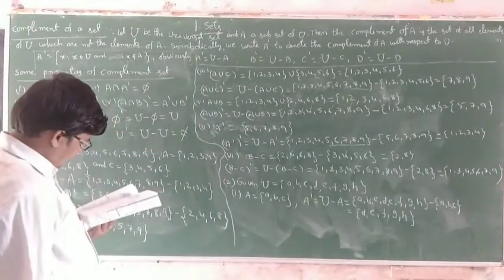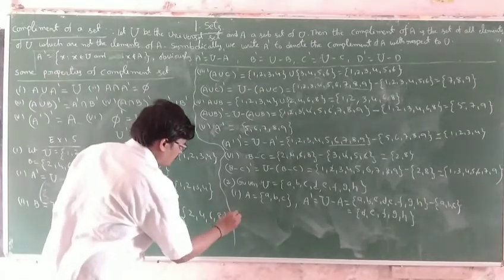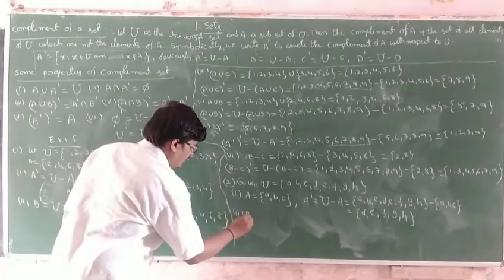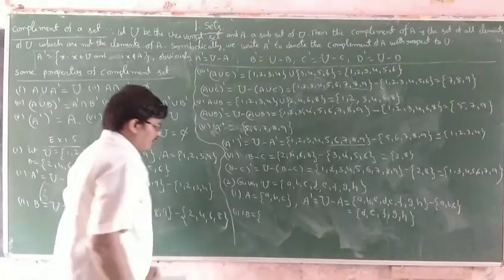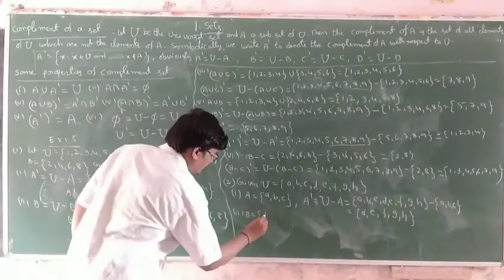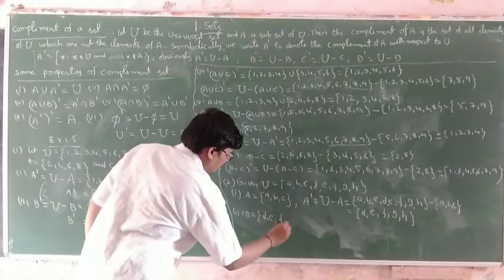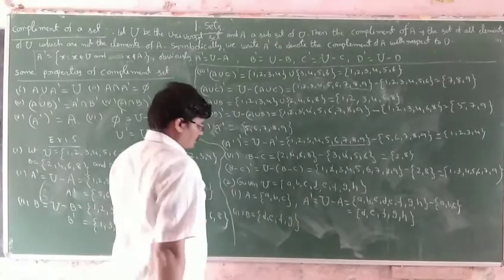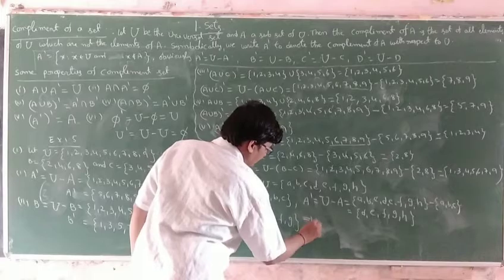Next one, B. B is equal to {D, E, F, G}. So, what is B complement?